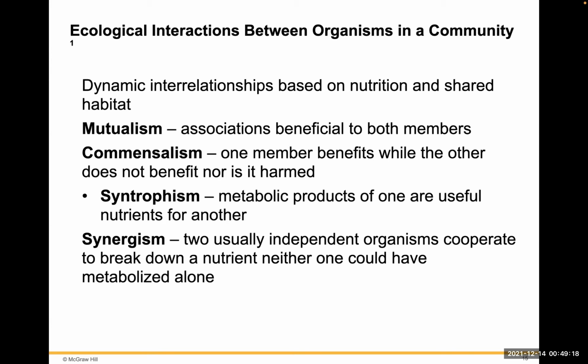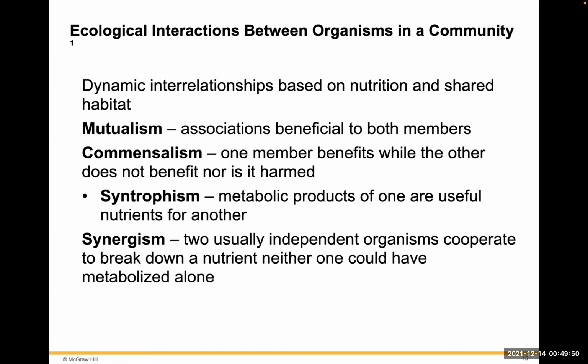Then there's cyclism, where the metabolic products of one are useful nutrients for another. So in other words, once something uses that energy, its byproduct can be used by something else to feed it. That's cyclism. Okay, then synergism is two usually independent organisms cooperating to break down a nutrient. Neither one could have metabolized it alone. So you have to work together to break down a product to be able to use it.